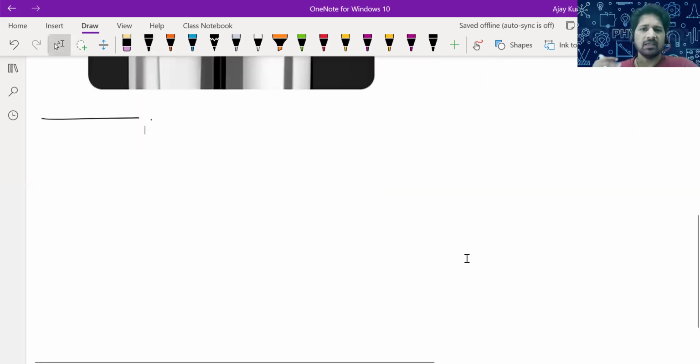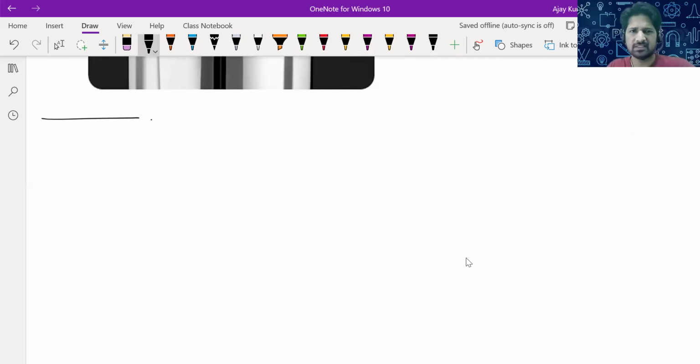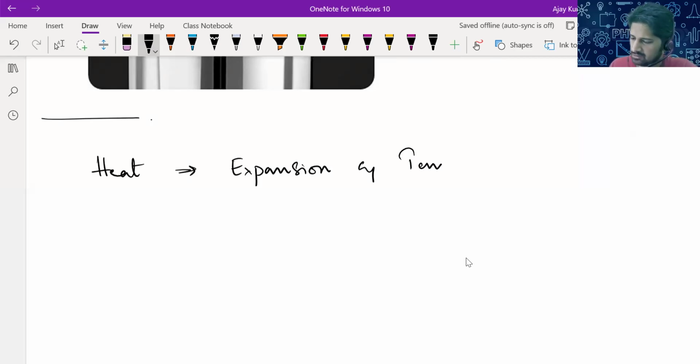Now, when you supply heat to an object, what happens? We know materials expand on heating. So heat supply can result in expansion. And it also results in a change in temperature, of course. Okay, usually an increase in temperature. When you supply heat, the temperature of an object rises.